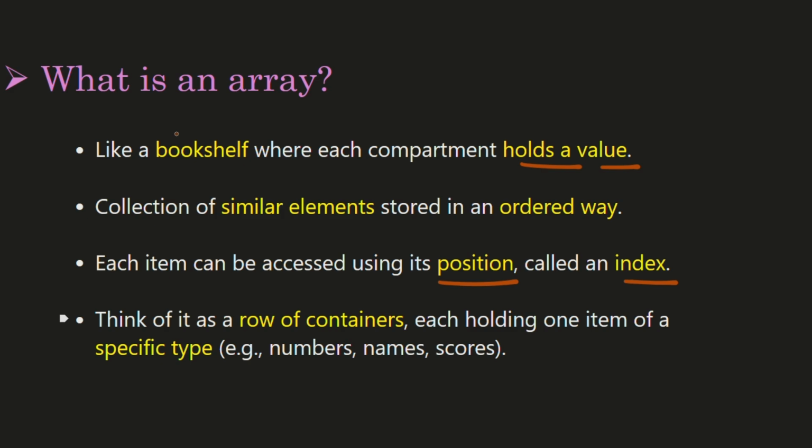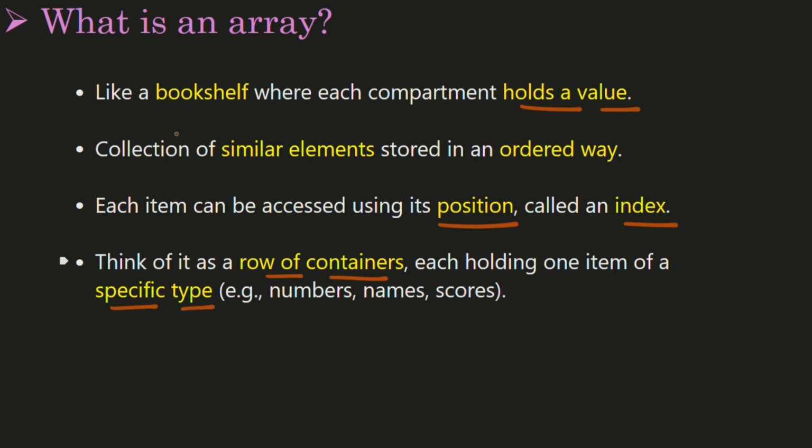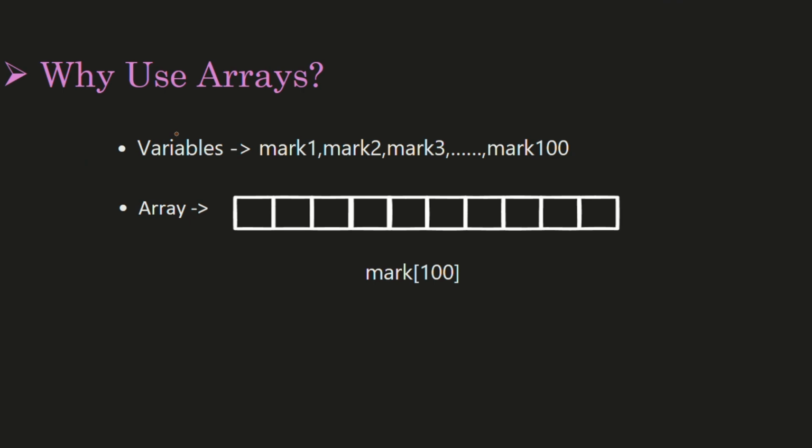An array is simply a collection of similar elements stored together in an ordered way. Think of it as a row of containers, each capable of holding one item of a specific type, like numbers, names, or scores. Now here comes the question: why do we use arrays? Imagine having to store the marks of 100 students. Creating 100 separate variables would be messy and inefficient. Instead, with just one array, you can organize all of them in a neat, manageable way.